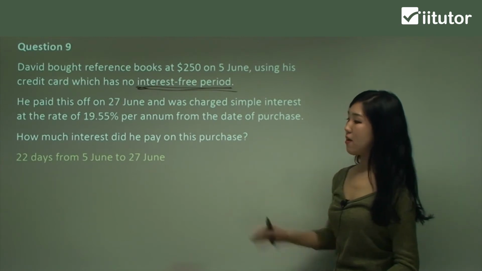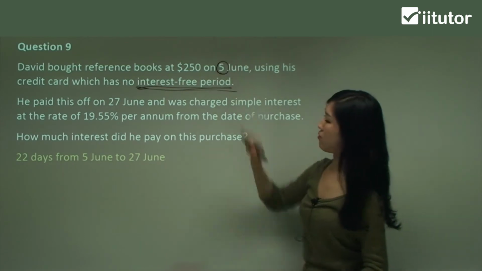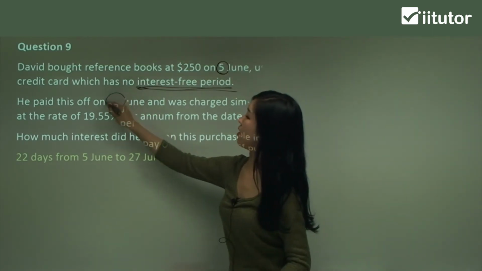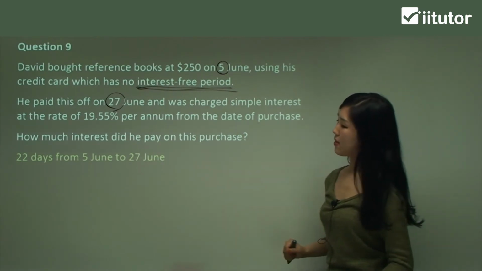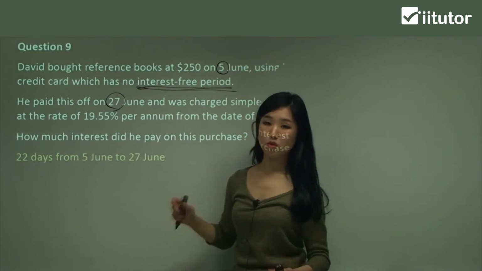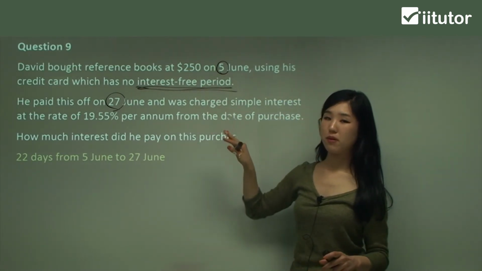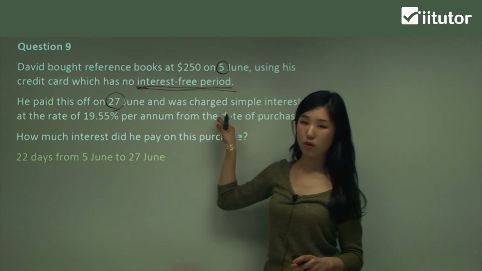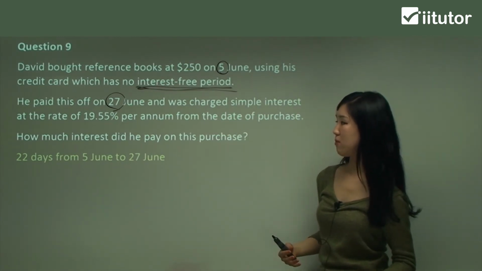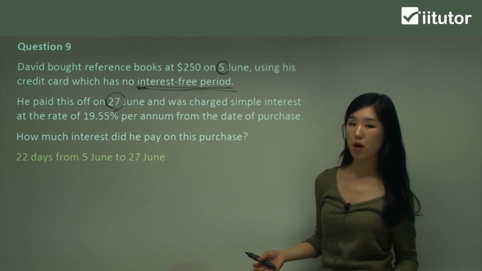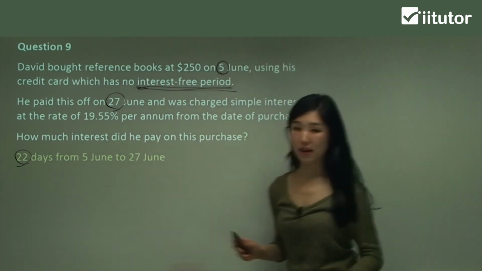22 days from 5th of June to 27th of June. Because he bought it on the 5th of June and he's got the 27th of June, there's going to be 22 days in between. Now we're not going to worry about the interest-free period because there is no interest-free period. So this credit card company isn't that good because you have to pay interest no matter what. So we're going to have the number of terms as 22 days.